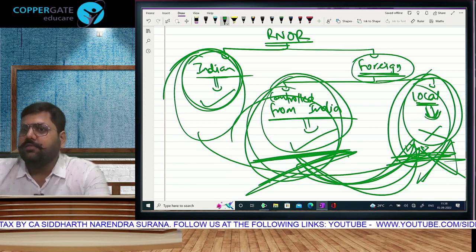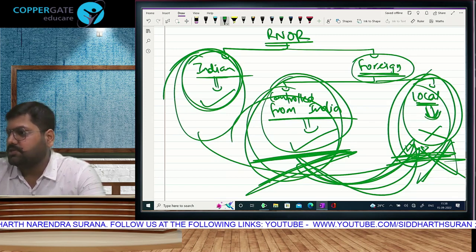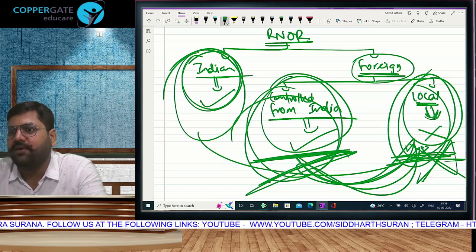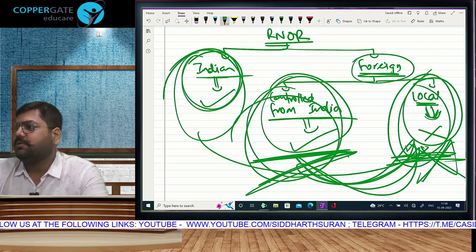And this is why the Sheikh of Dubai, next time when he is hugging Modi ji, will not hug so tight as to break Modi ji's bones. Because Modi ji showed his intention: Sir, I don't want tax on the local Dubai income, but I want tax on those sources which are controlled from India.